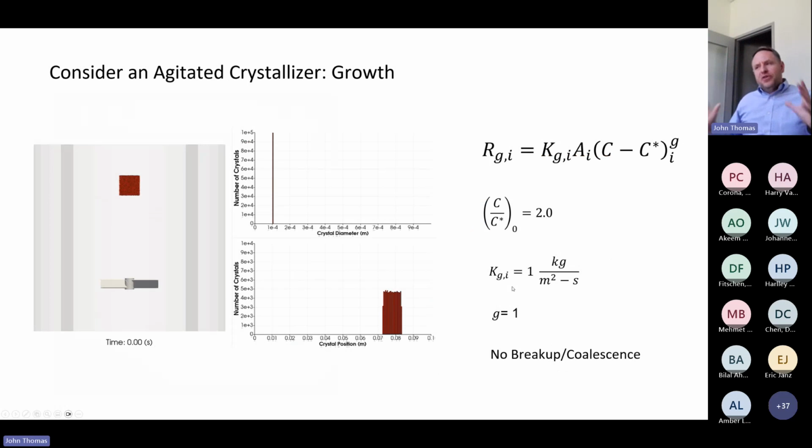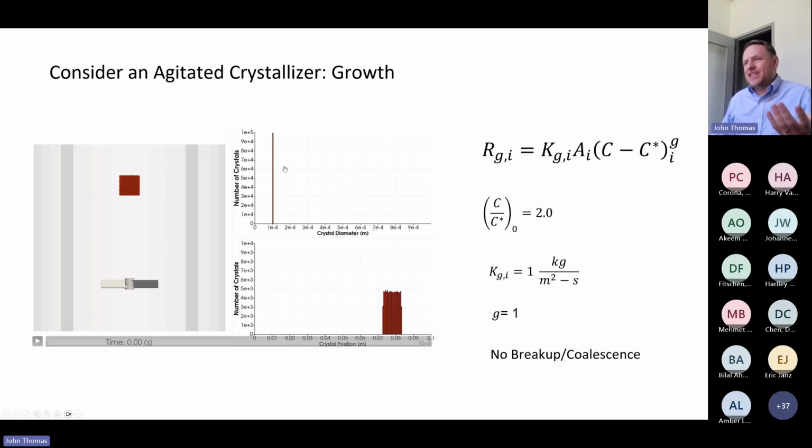Okay, with those subgrid models in mind, let's get to some of these actual simulations and watch things go. Here is a seeded bioreactor, a seeded crystallizer, where I'm going to dump in a large number of particles. In this case, this actually isn't large, this is just 100,000. And I'm going to watch them grow in response to this specified growth kinetic here.